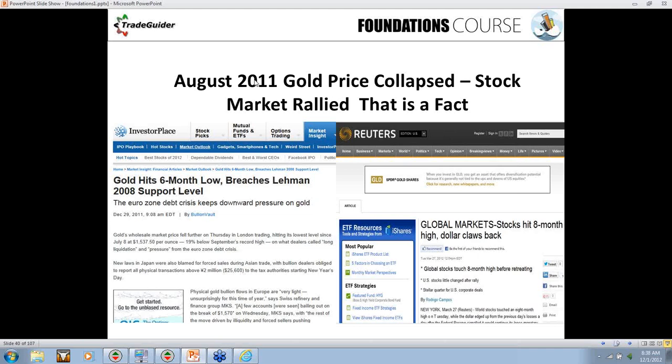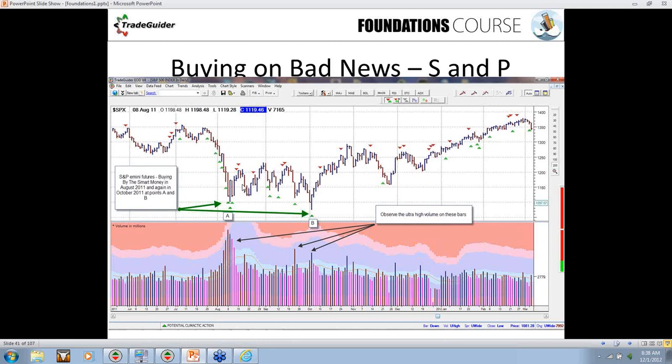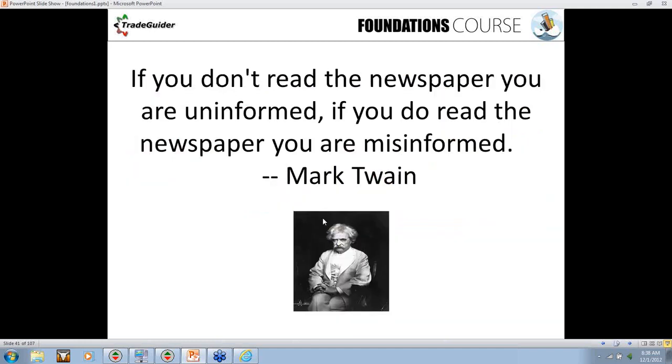So, August of 2011, gold collapsed and stocks rallied. That's a fact. We can see here the buying at A and B on the bad news, but notice, it's always very important to notice when a market falls to an area of high volume, and the volume is now lower than this area here, it tells us there's lack of selling pressure on the market. And the clear signal to go long was actually in here.